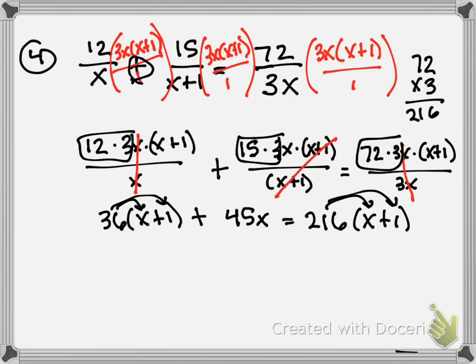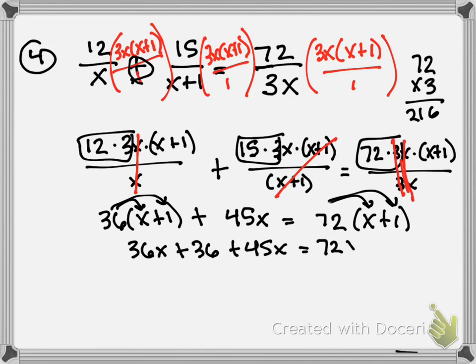Oh no, look, I did it again, guys. I canceled that 3x. I should not be making this video right now. This whole thing canceled. So instead of 216, it is just regular old 72. All right, 36x plus 36 plus 45x equals 72x plus 72.